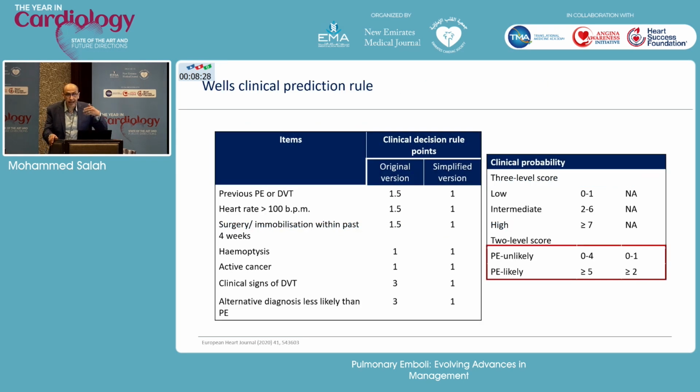So, how can we make a prediction for pulmonary embolism? We have two important clinical prediction criteria. Wells criteria, this comes from the latest guideline. It has different parameters, and each one has a score point. This was the original version, and then we have the simplified version. And then the clinical probability is classified according to a 3-level score: low, 0 to 1, intermediate from 2 to 6, high 7 or more. And the 2-level score: pulmonary embolism unlikely, 0 to 4, and pulmonary embolism likely, more than 4. This is the first one that you use to make a clinical prediction.